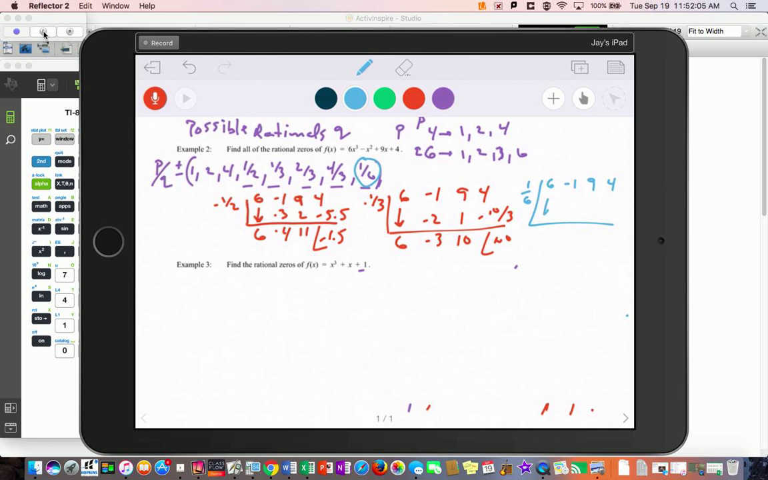the 6 will drop through. 6 here, 1/6 of 6 is 1. -1 and 1 is 0. 1/6 of 0 is 0. 9 plus 0 is 9. And 1/6 of 9 would be 9/6 or 3/2. 3/2. And that's 1.5, so you get a remainder of 5.5.